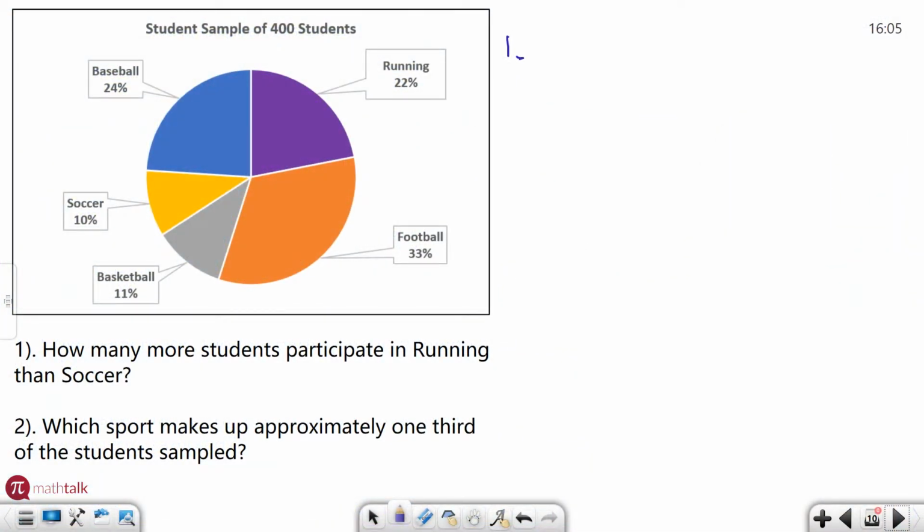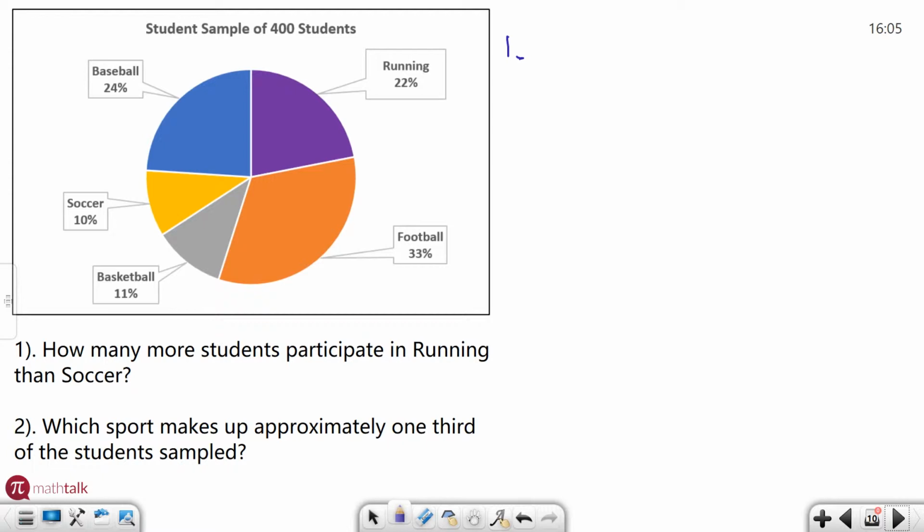Question 1. So if you want to know the total number of students represented by the different percentages, you need to figure out what percent of 400, for example, let's look at baseball. It says 24%. 24% of 400 would give you the number of students. For running, 22% of 400 would give you the total number of students in running. And so because we're focusing on running and soccer in our question, let's look at those two percentages.